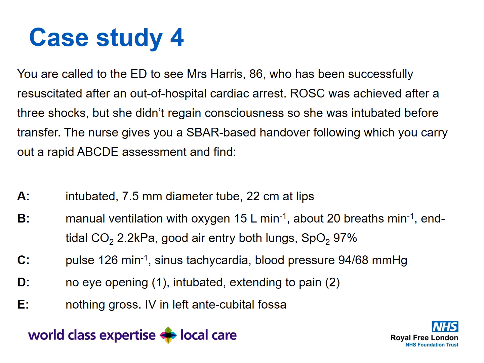So she's intubated, she has a 7.5mm diameter tube, 22 cm at the lips. And just as an FYI, what that's telling you there is the tube is an appropriate size for her, 7.5mm diameter, and that 22 is a fairly standard placement for an ET tube at the lips. She is having manual ventilation with a bag valve mask with oxygen at 15 litres, and she's being ventilated at 20 breaths per minute. Now her end tidal, which is mandatory when a patient is intubated and ventilated, is at 2.2. Let's just pause here and think about that for a moment.